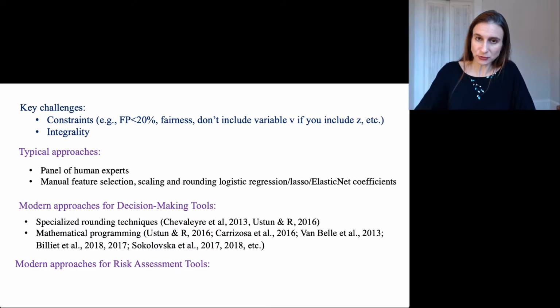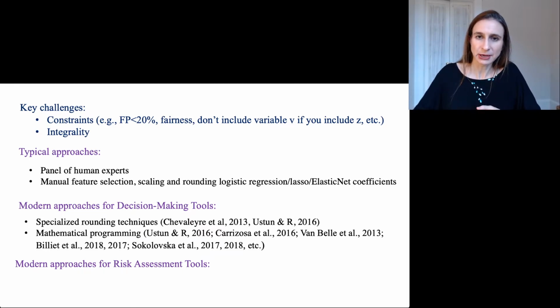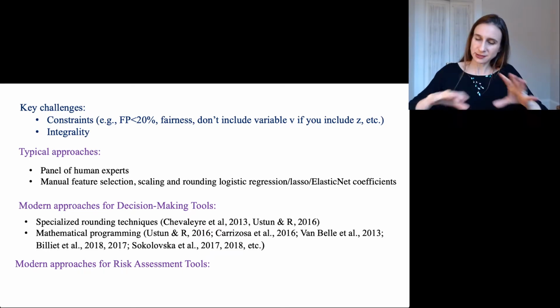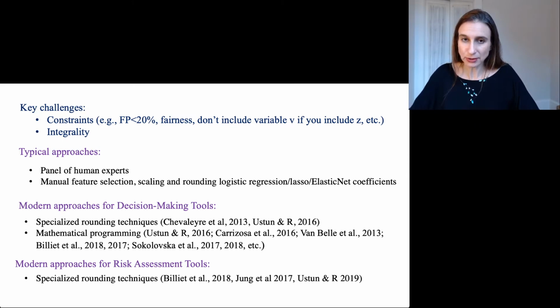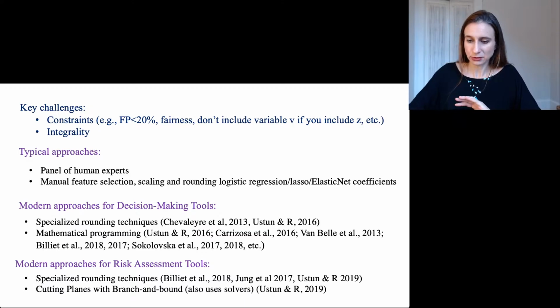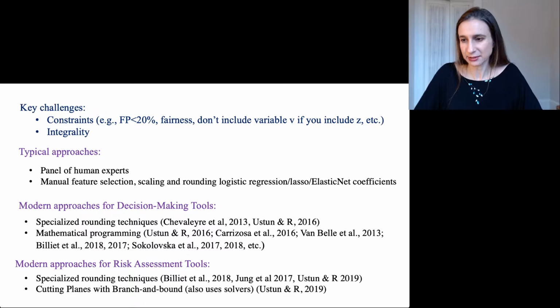Okay, so that works for the decision-making tools, where there's a threshold. But if you want to talk about the risk scores, then things get nonlinear and the optimization problems get much harder. You can still do rounding, but if you want to fully optimize for the risk scores, then you need to go to more sophisticated techniques like cutting planes with branch and bound. Like the solution from RiskSlim I showed you a minute ago was created with this cutting plane and branch and bound combination.